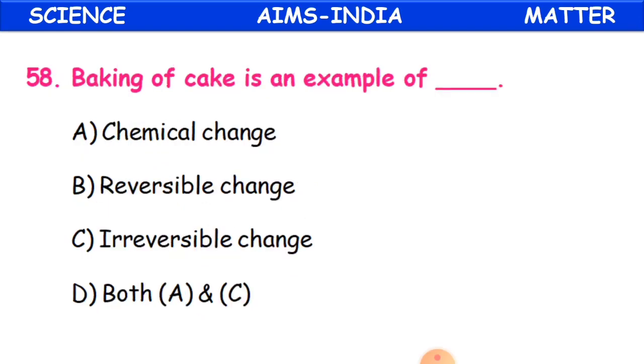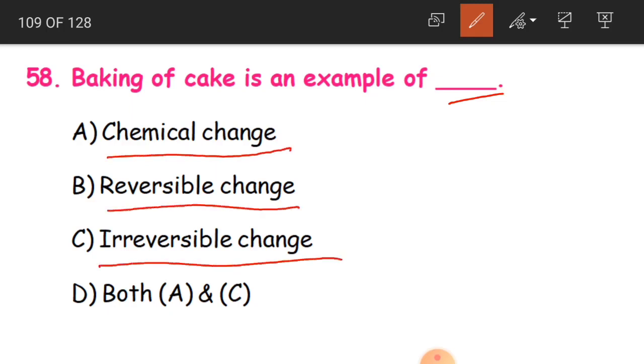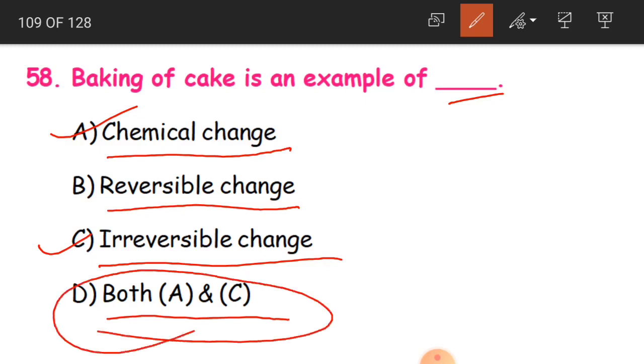58th question. Baking of cake is an example of dash. Is it a chemical change, reversible change or irreversible change, or both A and C? A and C is chemical change and irreversible change. So baking of cake is an example of both A and C. It is a chemical change and also an irreversible change.